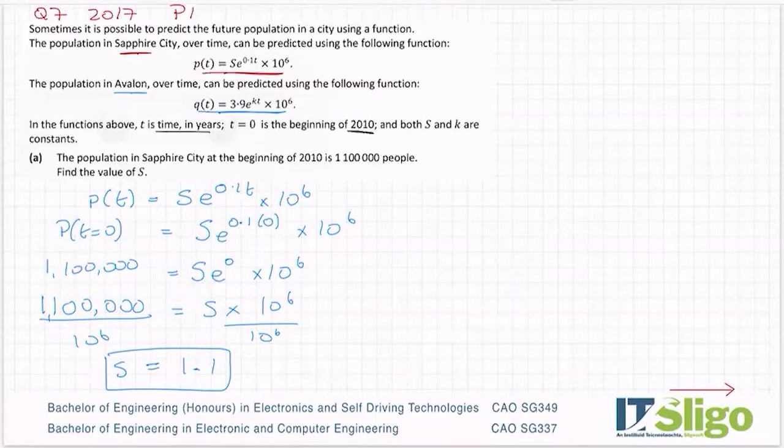So this part here, where you sub in 0 and you find a constant, it's not an unusual question for logs. It comes up a little bit. And that constant now, no matter what you get asked from here on in, always fill in 1.1 for your s.